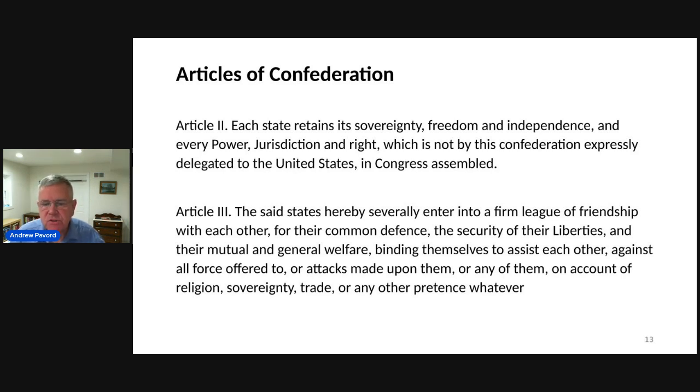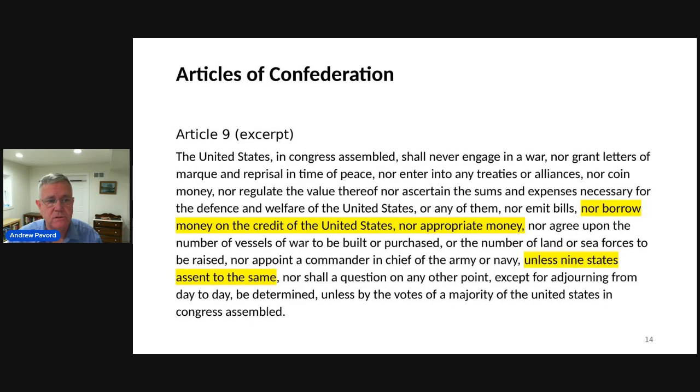And they bind themselves to assist each other against all force offered to or attacks made on them for whatever reason. So this is not like the current United States Constitution. This is very different. And then when it came to financing, it had very strict limitations.